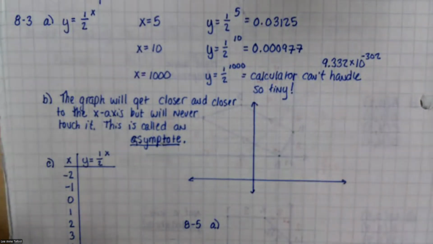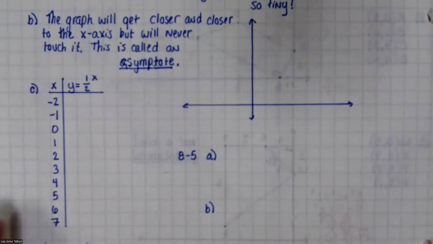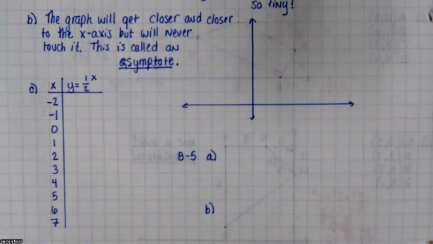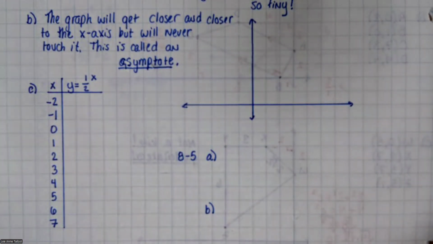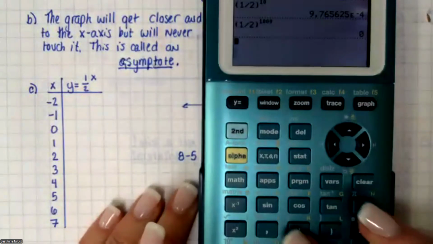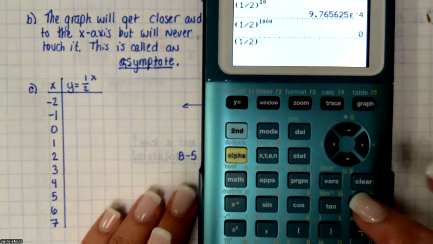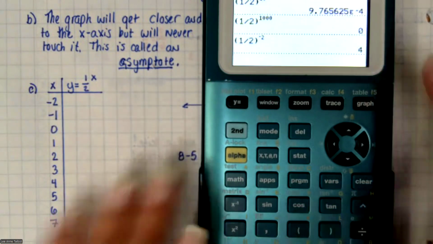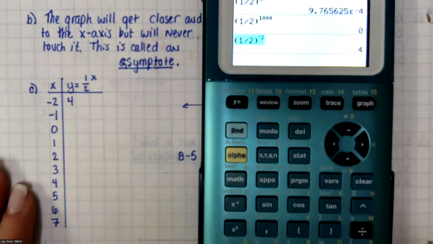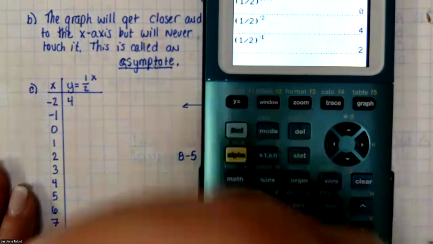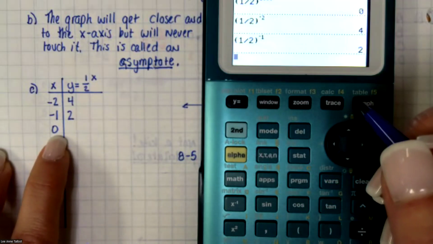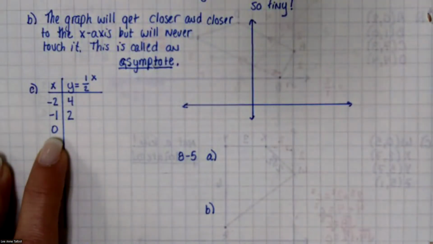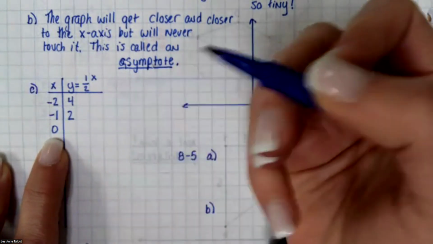Okay. So what we're going to do next is make the table for 1/2 to the x, and we're going to graph it as best we can to show the asymptote. Okay, so I'm going to do 1/2 to the -2 is 4. 1/2 to the -1 is 2. What do you guys think is happening to the y column?